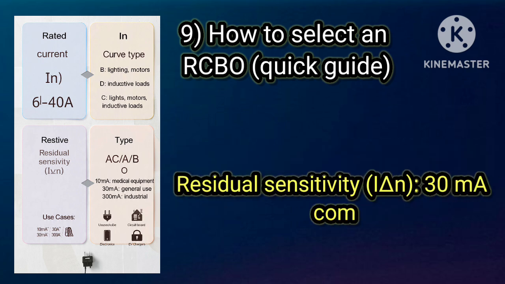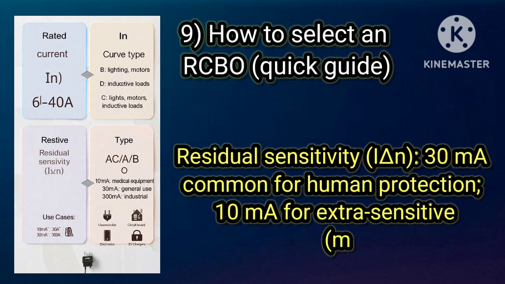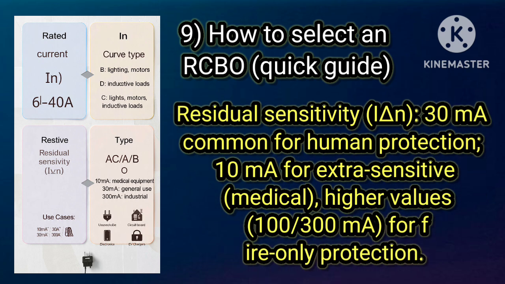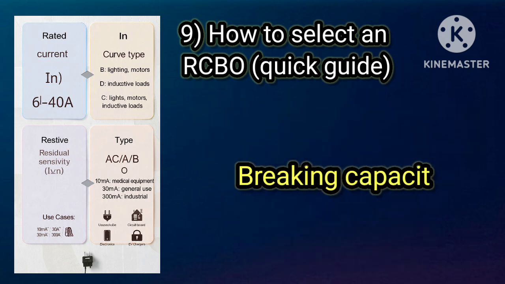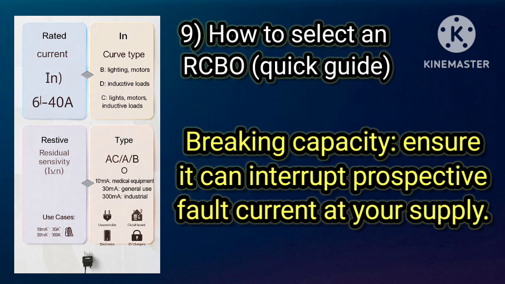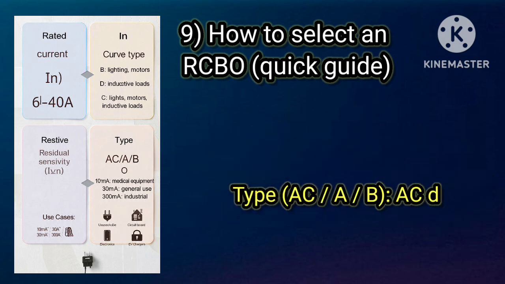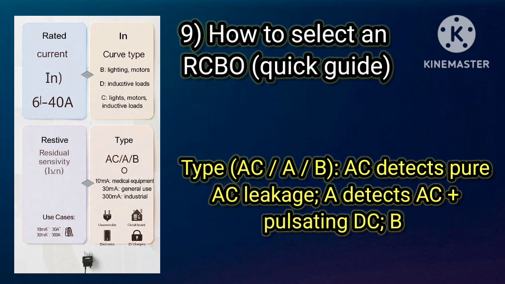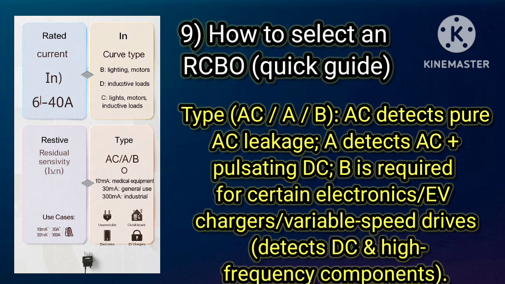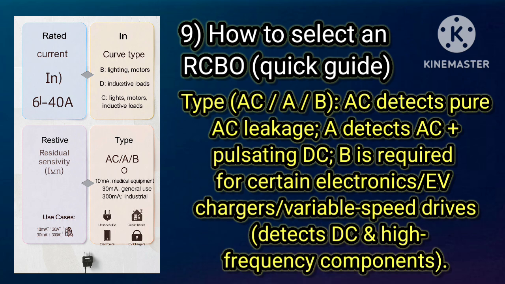Residual sensitivity, IΔn: 30 mA is common for human protection, 10 mA for extra sensitive uses such as medical, and higher values, 100 or 300 mA, for fire-only protection. Breaking capacity: ensure it can interrupt the prospective fault current at your supply. Type of RCBO: AC detects pure AC leakage, A detects AC plus pulsating DC. B is required for certain electronics, EV chargers and variable speed drives, and detects DC and high frequency components.